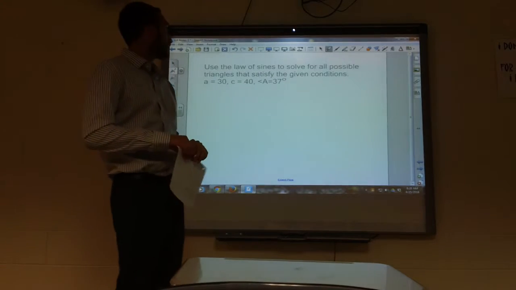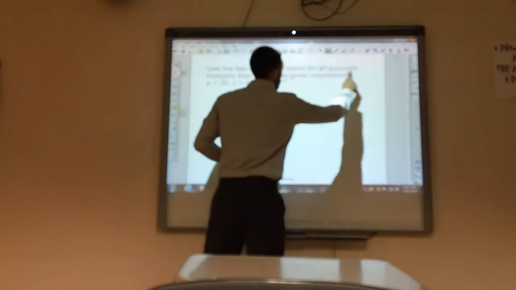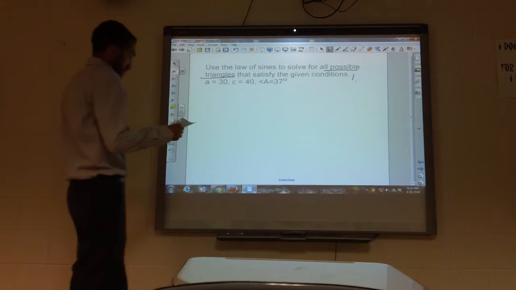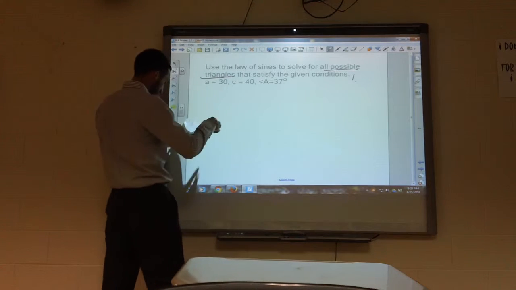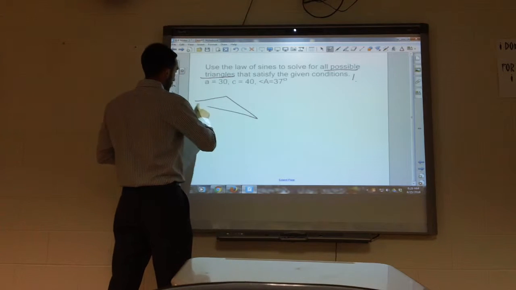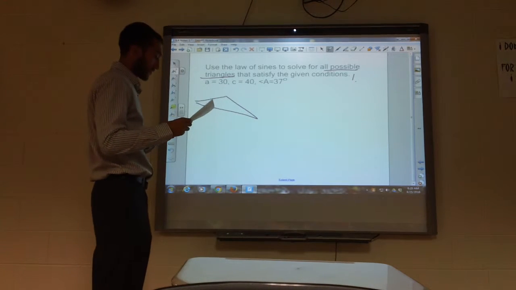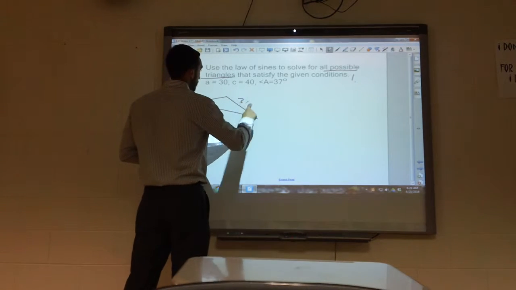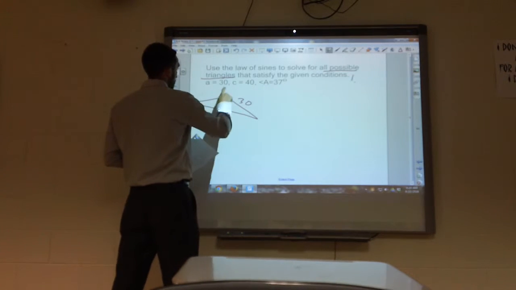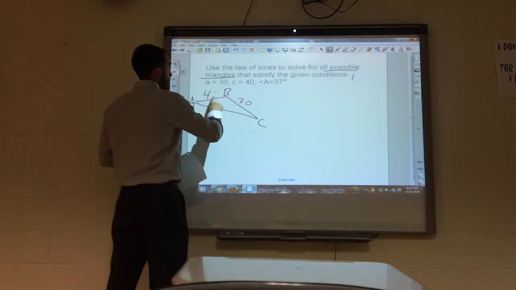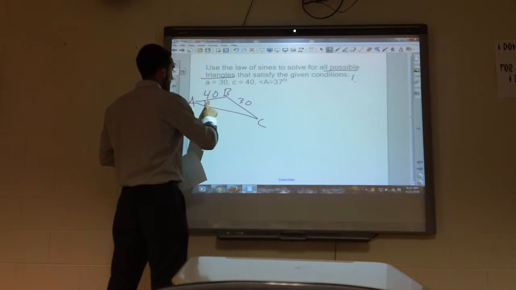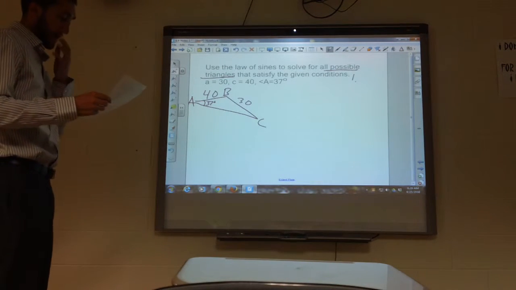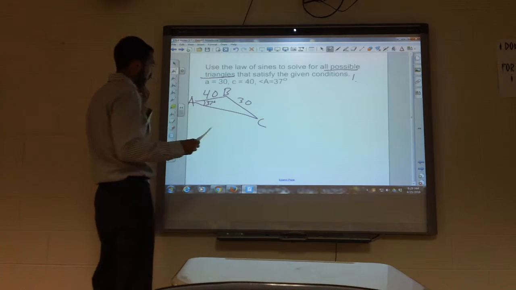All right. Use the law of sines to solve for all possible triangles that satisfy the given conditions. So I like to draw them. Let's see. We've just gotten some random triangle here. Right, we're not dealing with right triangles right now. So they've given us side A is 30, side C, so if I say A, B, C, side C is 40, and angle A is 37 degrees. You gotta solve the triangle, so you gotta find the missing angles and the missing side.